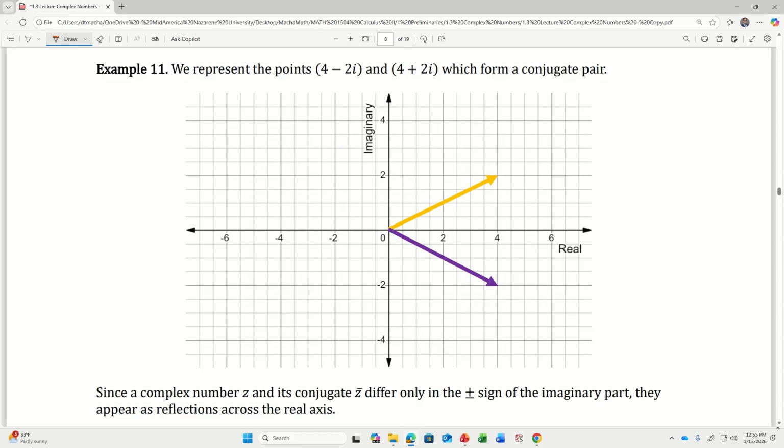If you have a conjugate pair, which means you've got two complex numbers and the only difference between them is the plus or minus sign on the imaginary part, that means when you draw them as vectors, they're going to be a reflection of the other across the real axis, right? Because the real part is the same, the imaginary part has opposite plus or minus sign, and so they look like a reflection of one another across the real axis.